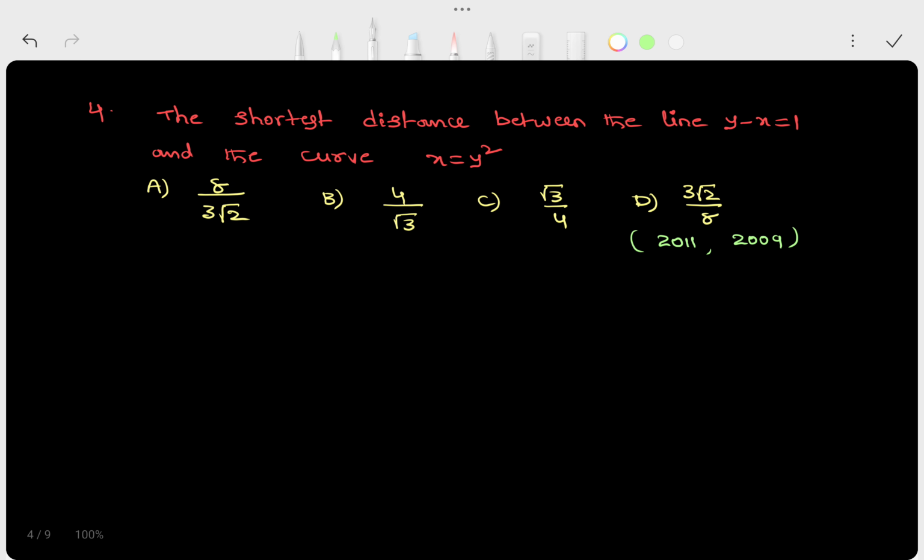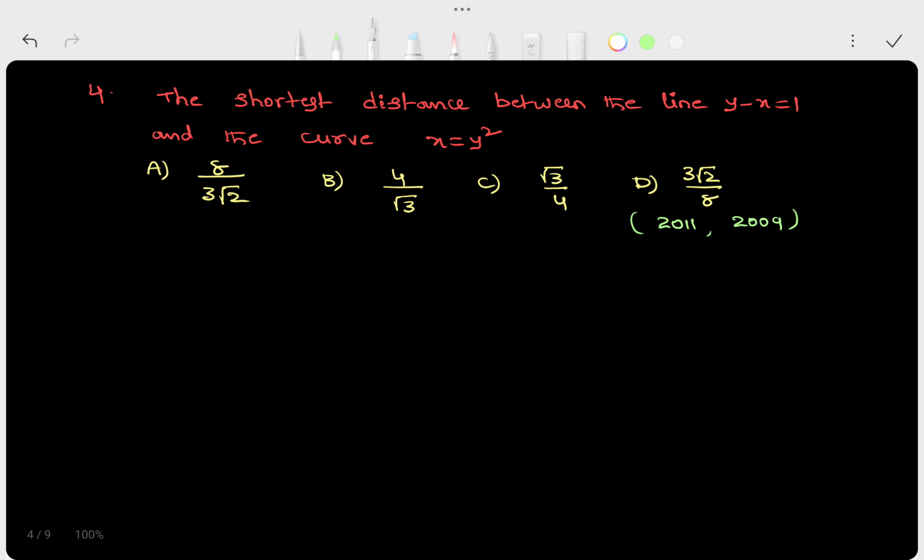See, this is the shortest distance between the line y minus x is equal to 1 and the curve x is equal to y square. We know x is equal to y square, and y square is equal to x is a parabola opening to the right. And the line y minus x plus 1 is equal to 0: if x is equal to 0, y is equal to 1, and if y is equal to 0, x is equal to minus 1. So here the line will be nothing but this one.